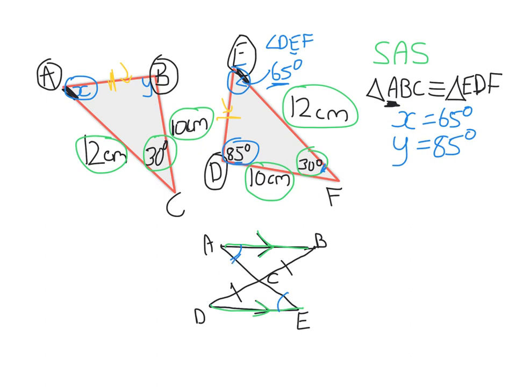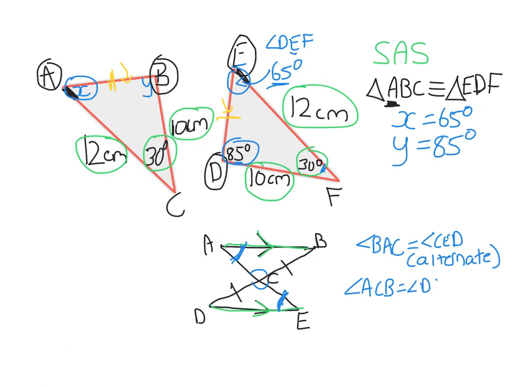This angle here is angle BAC. A goes in the middle because that's where the angle is. And that's equal to this one, which is angle CED. E goes in the middle because that's where it is. And the reason is that those two angles are alternate. Also this angle here and this angle here would be equal to each other. So angle ACB is equal to angle DCE, and that's because those two angles are vertically opposite.